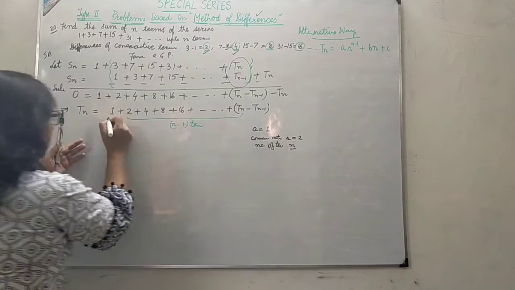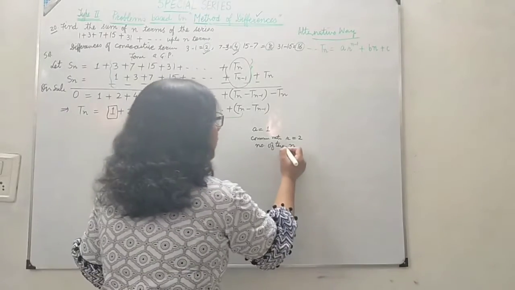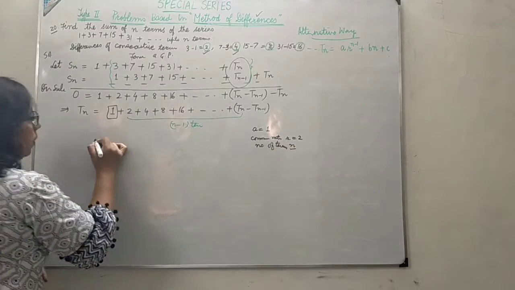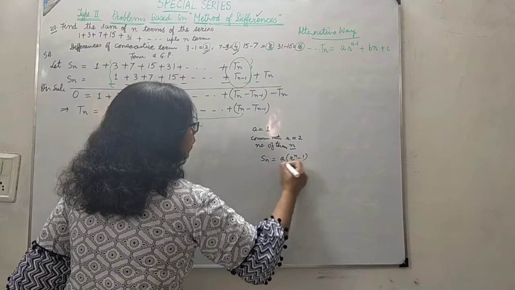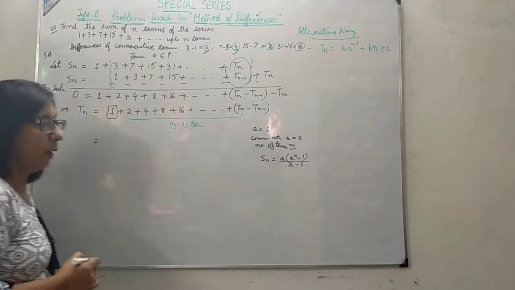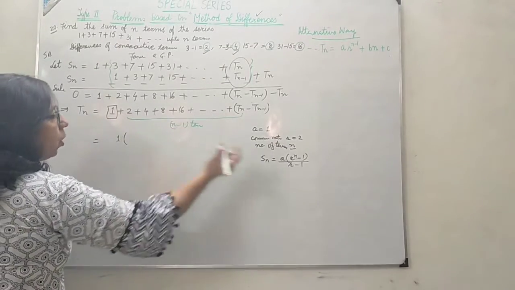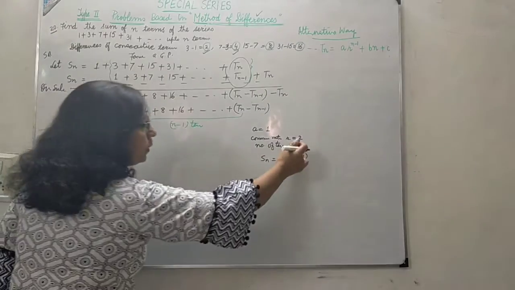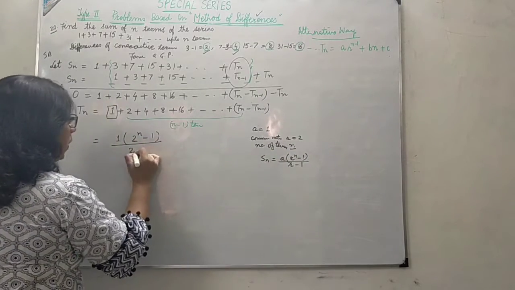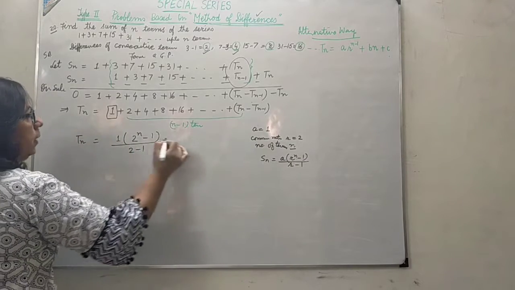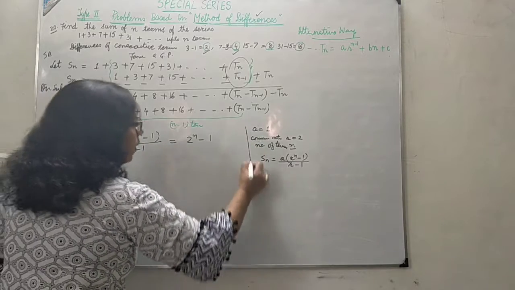If I include this, please be careful, then number of terms will be n, and the formula for Sn will be A into R to the power n minus 1 upon R minus 1. So we are getting here first term 1, common ratio 2, number of terms n, so 2 to the power n minus 1 upon 2 minus 1. So this is your Tn, that is 2 raised to power n minus 1. So our Tn is simplified as this.